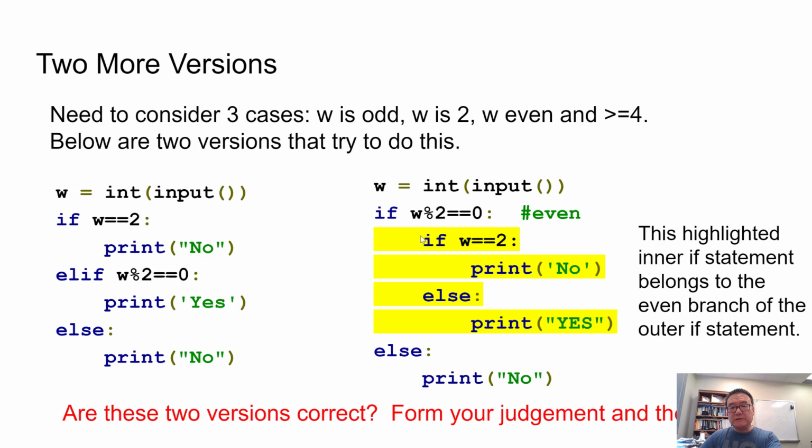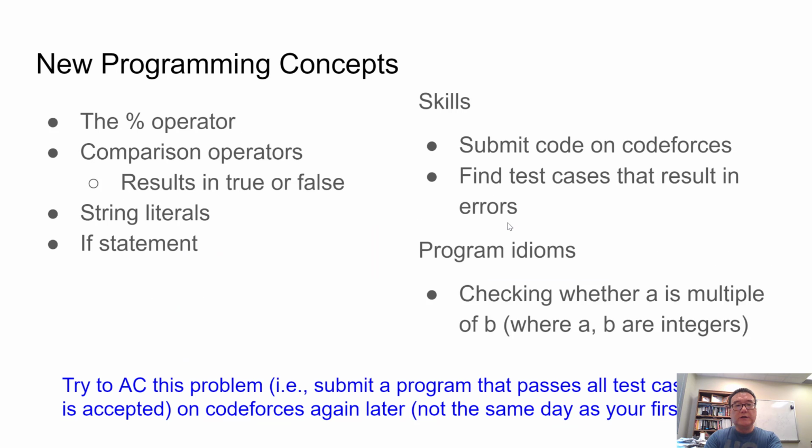And I want to emphasize here, this actually has a compound statement in the sense that the if branch includes another if statement, and this has actually multiple lines. We mentioned earlier this is okay. So this highlighted part is an if statement, but it belongs to the if branch of the outer if statement.